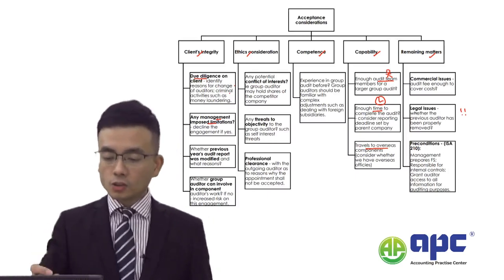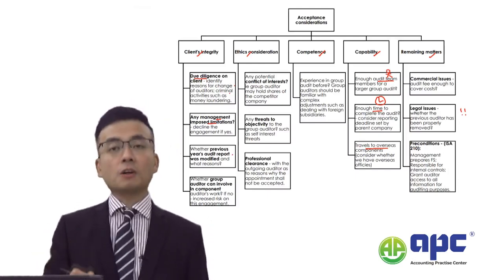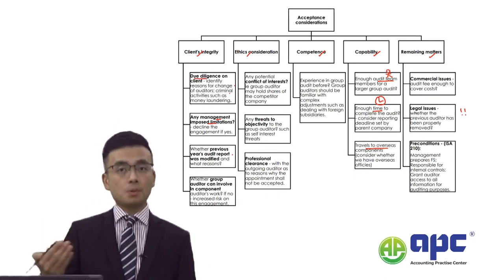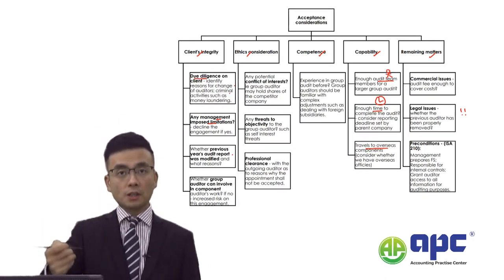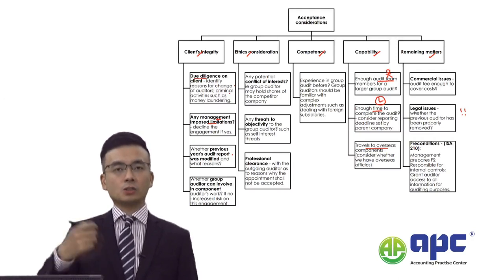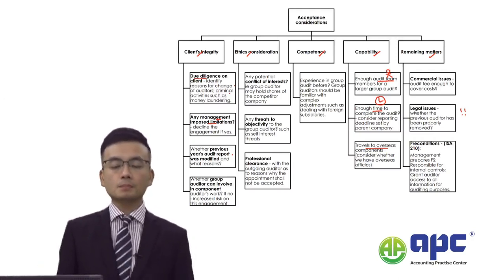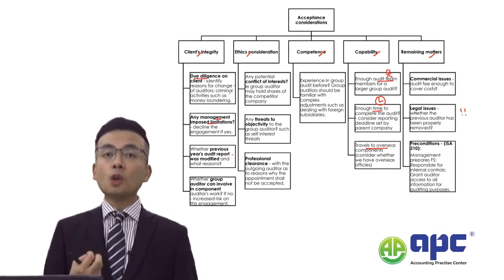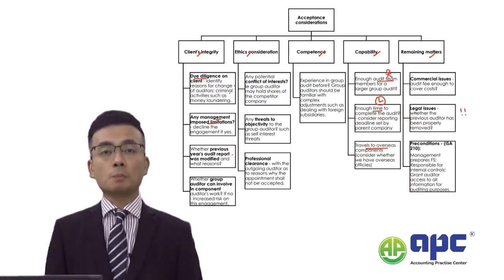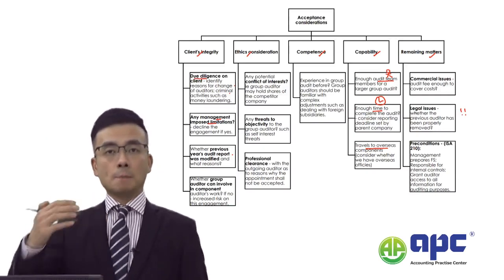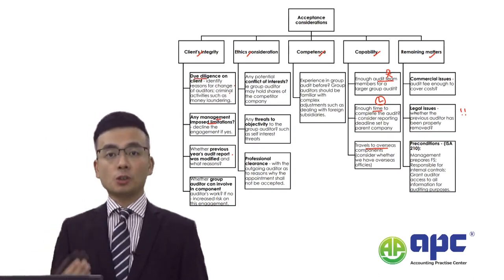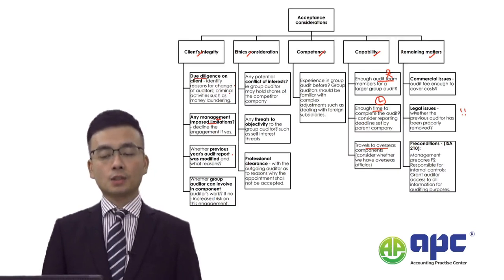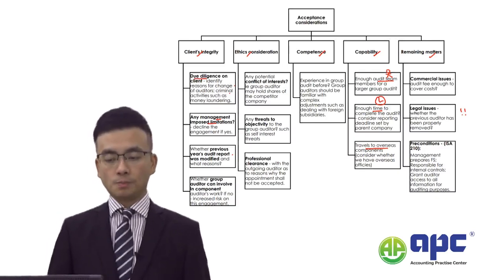And also whether or not the previous year's audit report was modified. Okay, if the previous auditor is not happy with the account, they modify the audit report and qualify the opinion, and we need to see what the reasons are. If the reasons are not fair, so for example, if the management is not performing a good job, it's very highly likely that the client's integrity would be an issue.